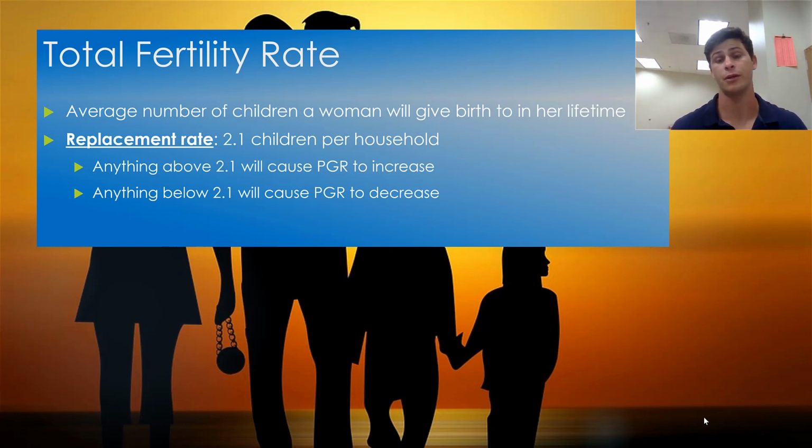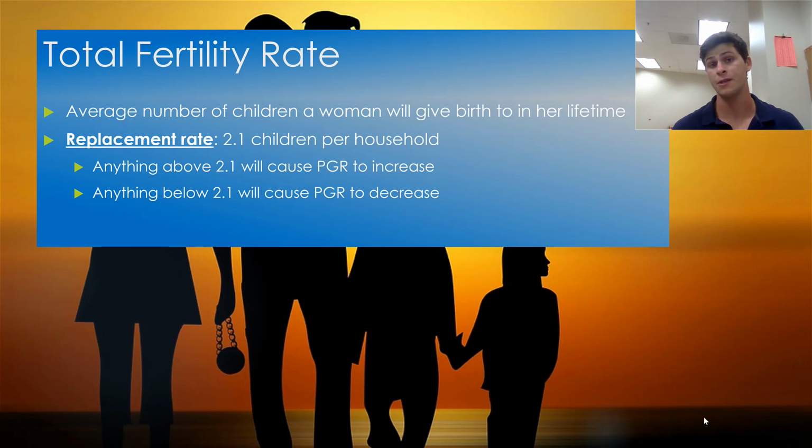And when you think of the total fertility rate, what I want you to think of is the number 2.1. 2.1 refers to the replacement rate. This is the total fertility rate needed in a population to keep that population's numbers static or constant through time. A total fertility rate greater than 2.1 will cause the population growth rate to increase, and that means that our populations are getting bigger and bigger and bigger.